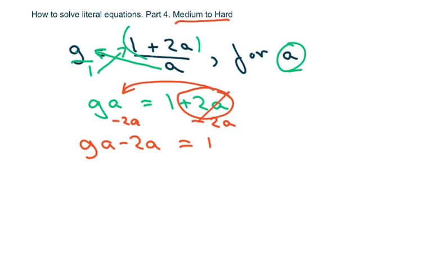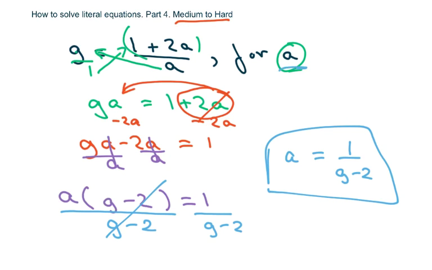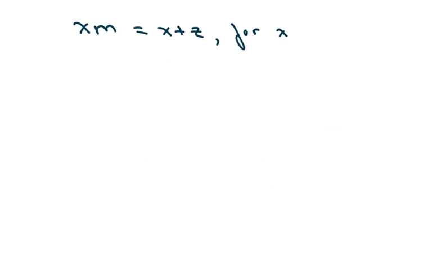Now, to isolate a, we're going to factor out an a. That's kind of like dividing without losing your divisor. So a divided by a is 1, and you're going to get g minus 2 equals 1. We still haven't isolated a. So this is multiplying here, so we can divide by g minus 2 on both sides. That cancels, that equals 1. So 1 times a is a equals 1 over g minus 2. So basically we isolated the variable and solved for a.